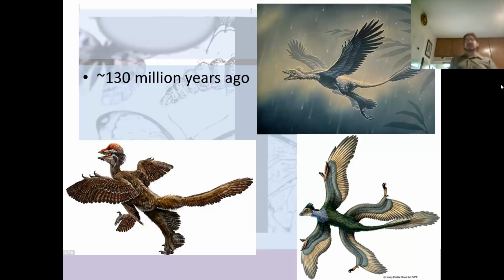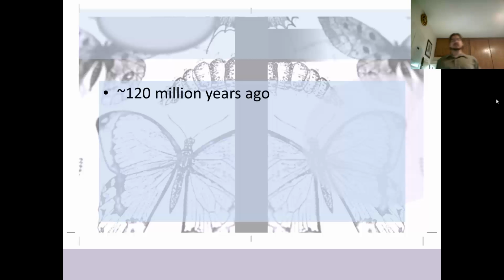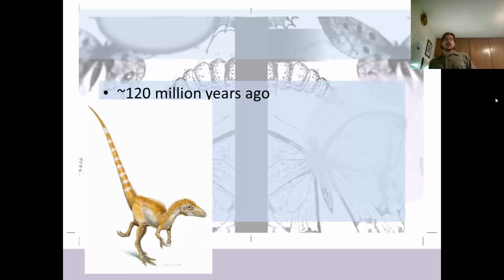This is a great example of adaptive radiation. A new trait arises, feathers that are good for wings that help propel in air. And you start seeing lots of different variations on these based on their adaptations. 120 million years ago, we see this guy.